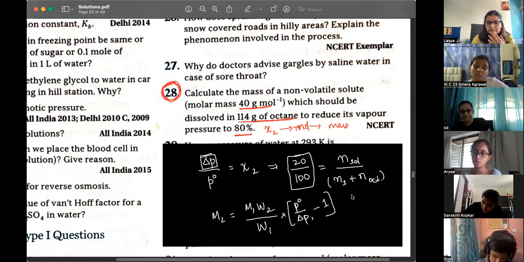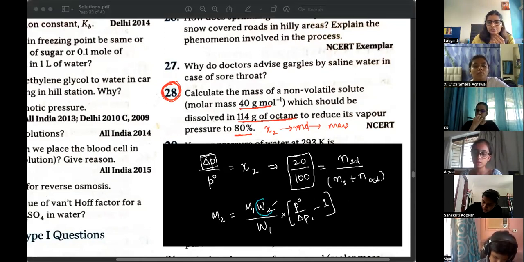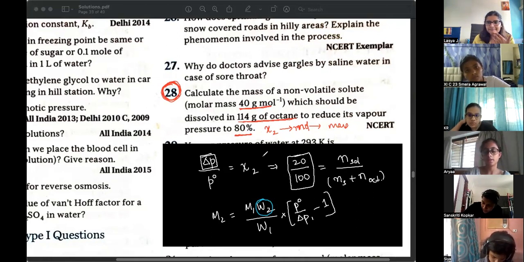Yeah. So what would M1... We need to find W2. This is the unknown. Yeah. And W1 would be 114. M2, yes. M1, what will you take? Octane ka we'll have to find molar mass. Na? Yes. Yeah. Okay.